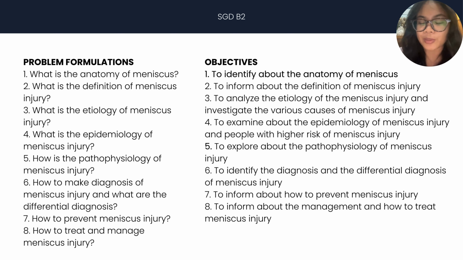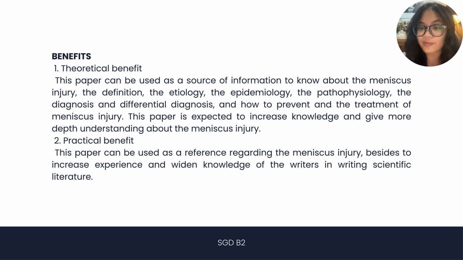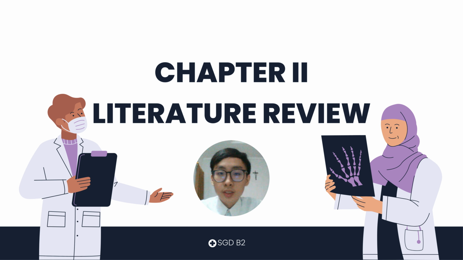So for the problem formulations, there are 8 problem formulations in this student project, as shown on the slides, and there are also 8 objectives to answer the problem formulations. And for the benefits, there are theoretical benefits and also practical benefits, as shown in the slides. Chapter 2 of our student project, Literature Review.